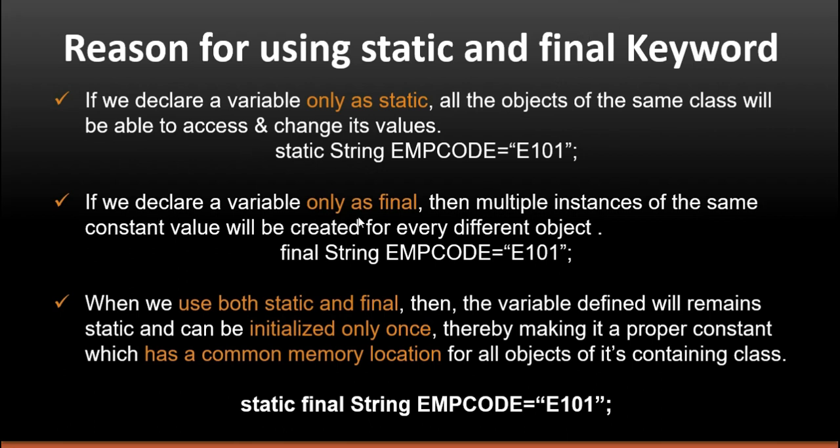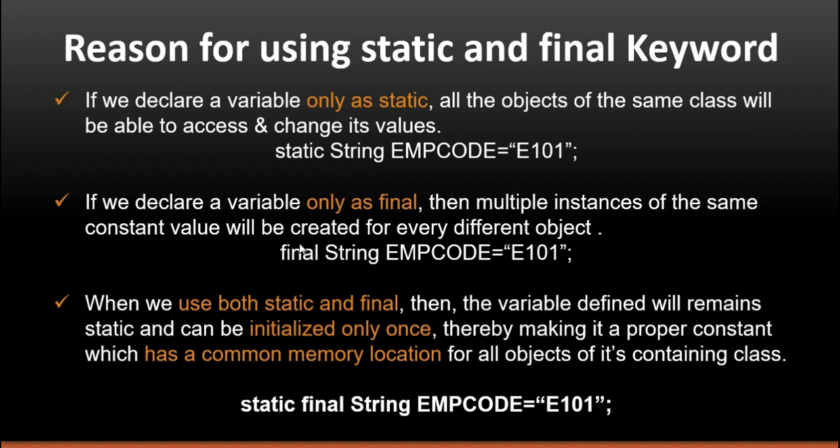Now, when I'm using only the final keyword, then what will happen? Multiple instances of the same constant will be created. So if I'm having 100 objects, then 100 times that final variable will be created. That is not utilizing memory efficiently. So if you are using only static or only final, they are not making my code so efficient. So I'm going to use both static and final keyword.